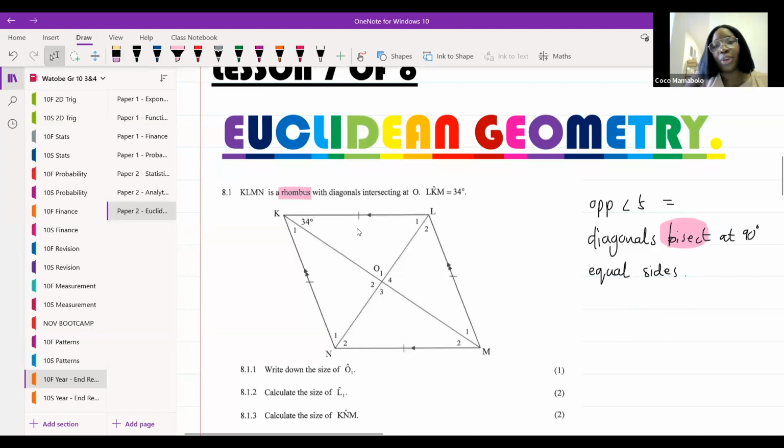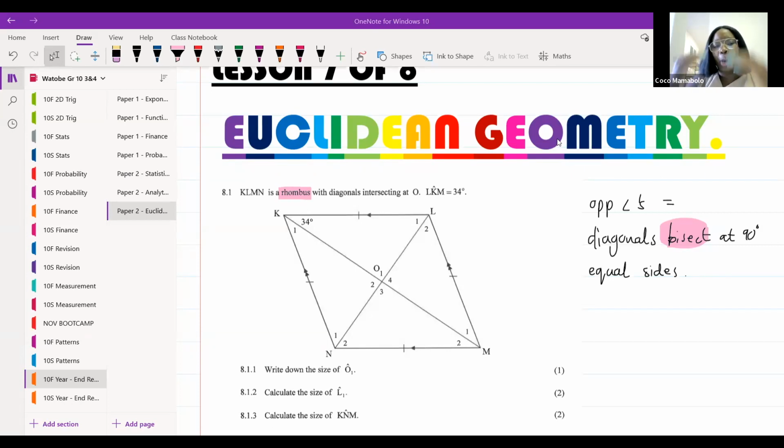Mfundo says the sum of two adjacent angles is equal to 180 degrees. Correct, that's on a straight line. But we're looking specifically for the properties of a rhombus. Okay, the equal sides, yes, they bisect. Anything else? Anybody know anything else that we should know here?